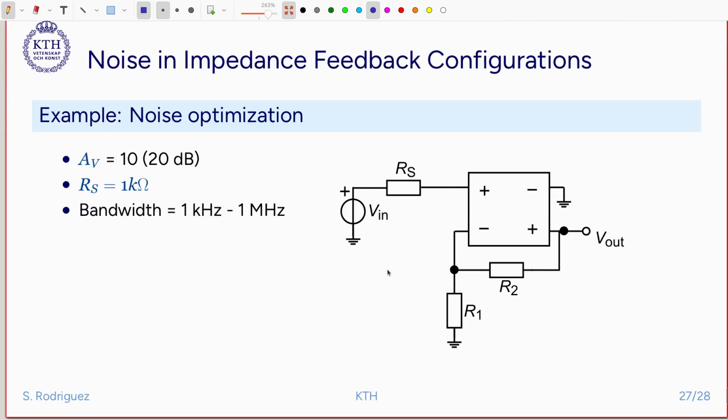Okay, so the last thing that we're going to do is an example of noise optimization. For that example, I will have a voltage amplifier, and for this voltage amplifier, we are going to assume that we have a voltage gain of 10, or 20 dB, and that this series resistance is going to be equal to 1 kilo ohm, and that we are interested in a bandwidth of 1 kilohertz to 1 megahertz. Okay, so we're going to work on this example.